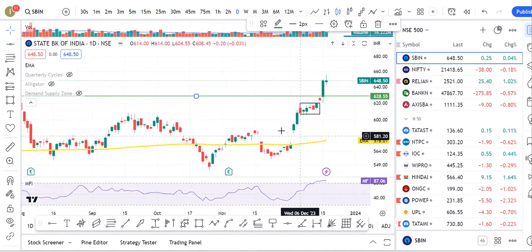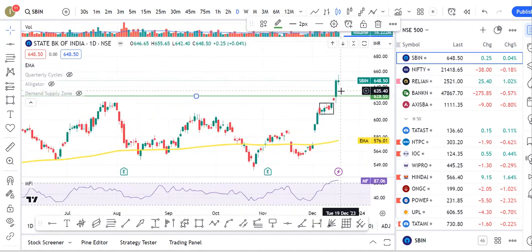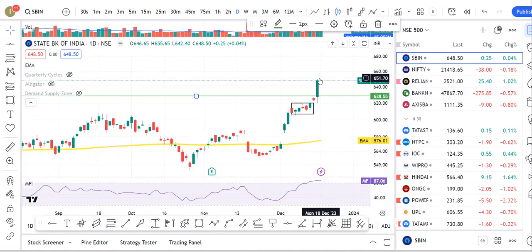And now, State Bank of India is also in a new territory. After reaching a certain level, 647, today it made a high of 655 and an indecision candle formed. These are the concepts.